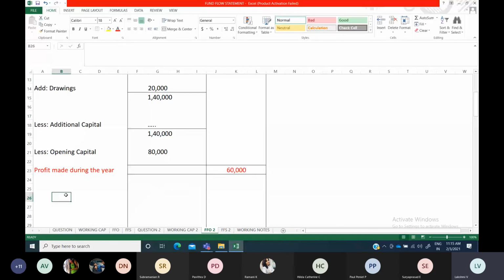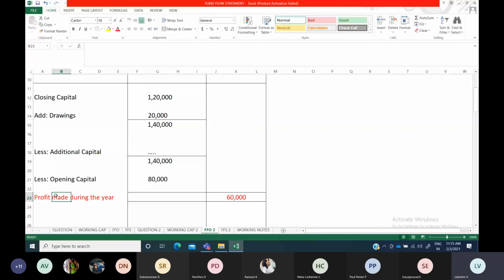Maximum loss and all you will not get here. In single entry system problems, loss or profit might come. So this is known as the profit, which is considered as the net profit.